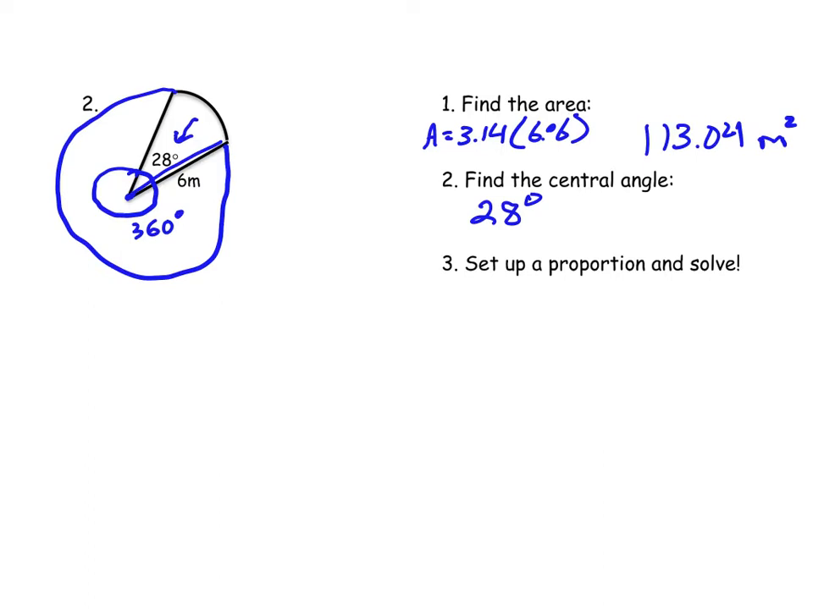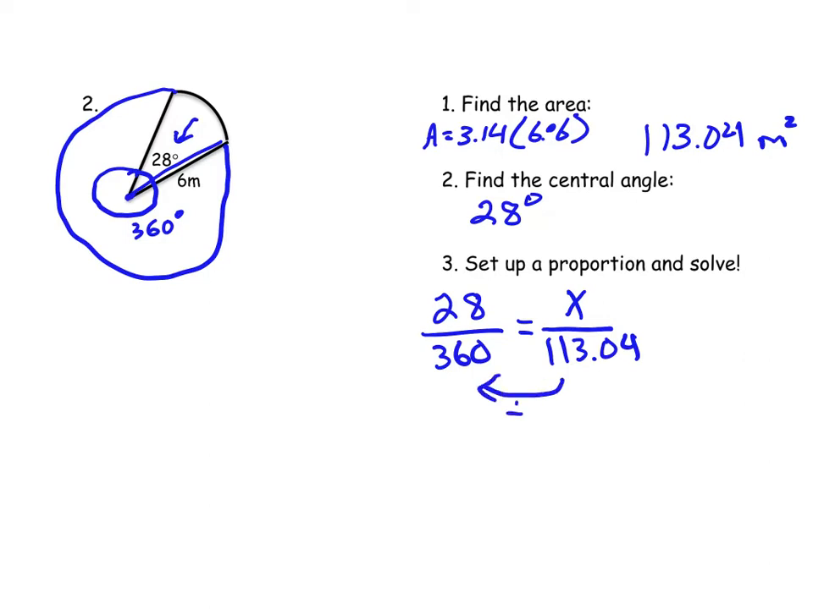So I'm going to set up my proportion using the degrees. I have 28 degrees of the circle. A whole circle is 360 degrees. I'm looking for the part that represents the area of the sector, but I know the whole is 113.04. So I have my proportion set up. Again, we're going to divide to find your connecting number. Then you're going to multiply by the top number to figure out the area of that sector.